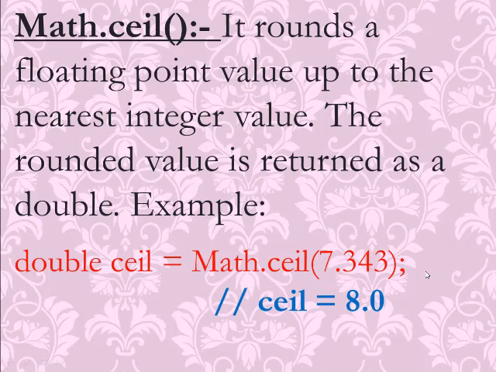Next is math.ceil function. It rounds off the given decimal value. The rounding is towards the upper side. Like if you write math.ceil 7.343, now 7.343 lies between 7.0 and 8.0, so it will return 8.0. That is the upper value between which the given argument lies.